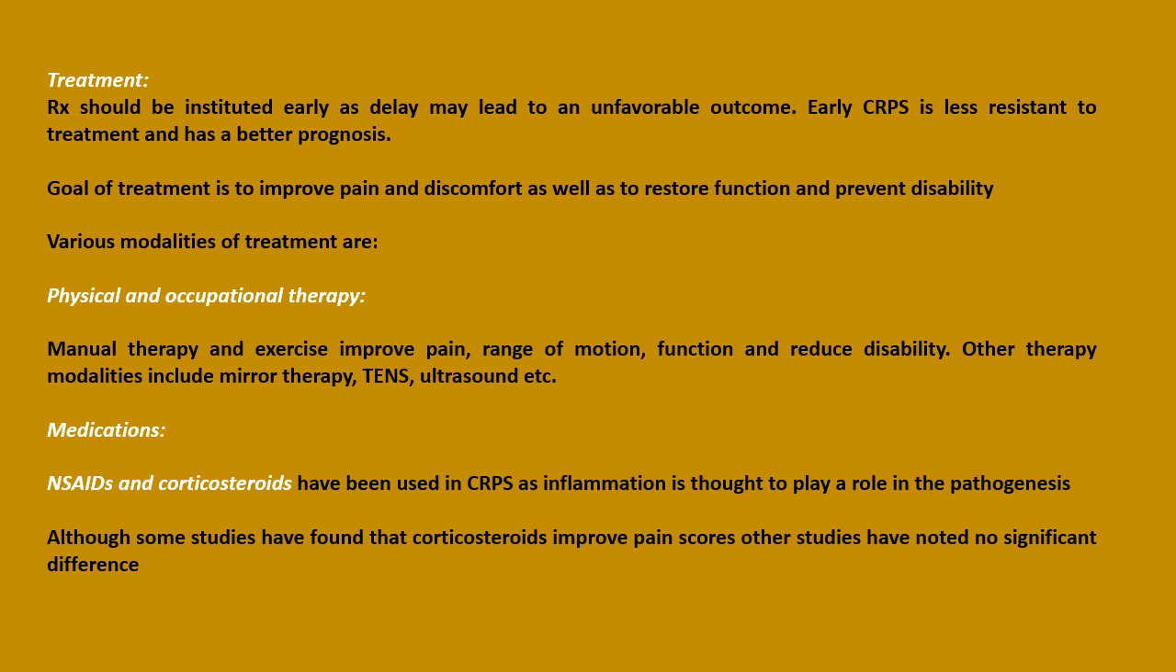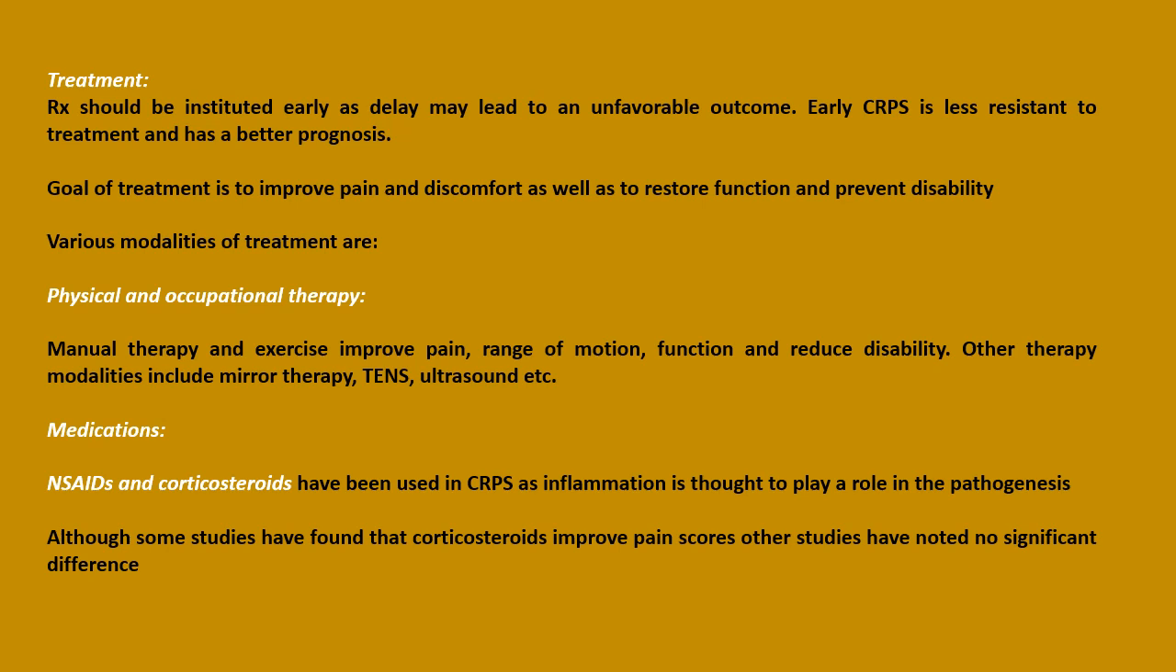Treatment. Treatment should be instituted early, as delay may lead to an unfavorable outcome. Early CRPS is less resistant to treatment and has a better prognosis. The goal of treatment is to improve pain and discomfort as well as to restore function and prevent disability. The various modalities of treatment are physical and occupational therapy. Manual therapy and exercise improve range of motion, pain and function, and reduce disability. Other therapy modalities include mirror therapy, transcutaneous electrical nerve stimulation, ultrasound, etc.